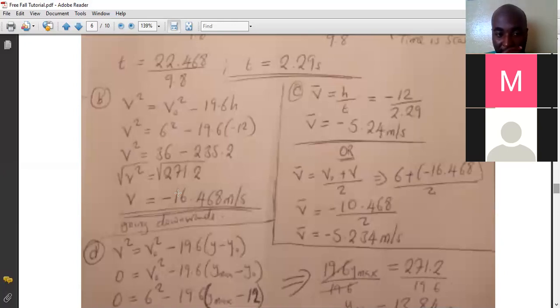I'll put the answer, I'll make this correction, I'll put a plus there. Then I'll get a picture, then I'll make the PDF again, then I'll send it to you. So that's all you're supposed to do. So this is it going downwards.